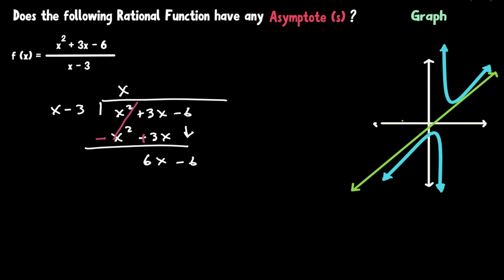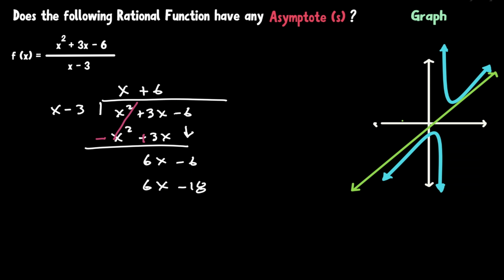And now let's repeat the process. On the outside, my first term is x. On the inside, my first term is 6x. X, what do we have to multiply so that we end up with 6x? Well, that's just the value of 6. So let's write that out. And now let's perform that multiplication. X and 6, that's 6x. Let's write it on the inside. Negative 3 and 6, that's negative 18.